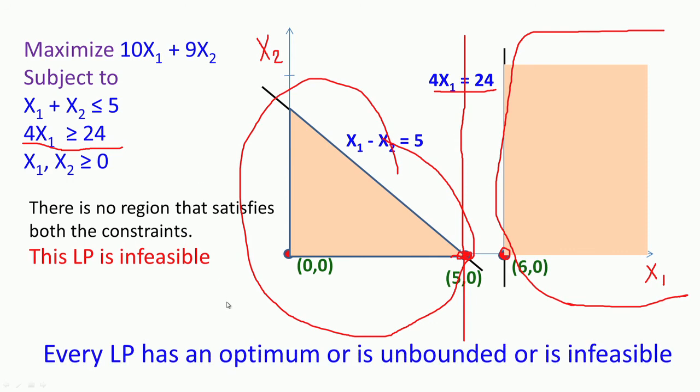So, in this class we have seen infeasibility. In the earlier class we saw unboundedness, and we saw how simplex handles both infeasibility and unboundedness. So, there are essentially three things to a linear programming problem. Any linear programming problem either has an optimum or is unbounded or is infeasible. Only one out of the three can actually happen for a given linear programming problem. We have right now seen all the three instances.